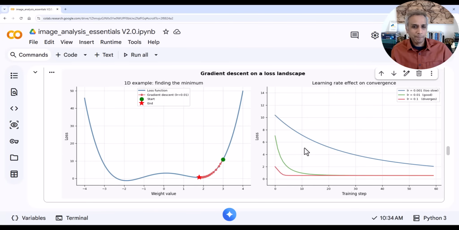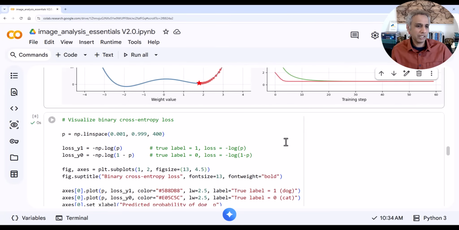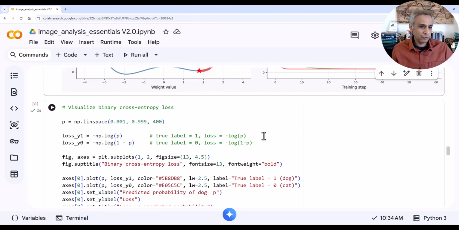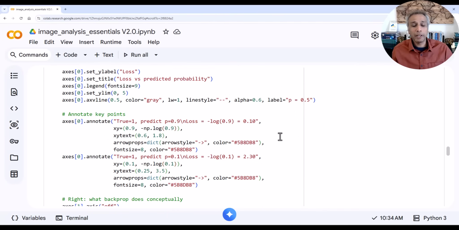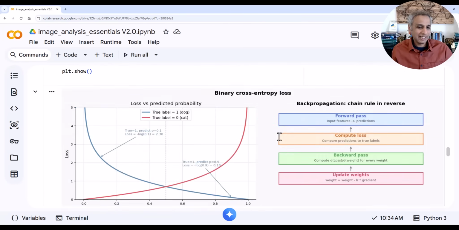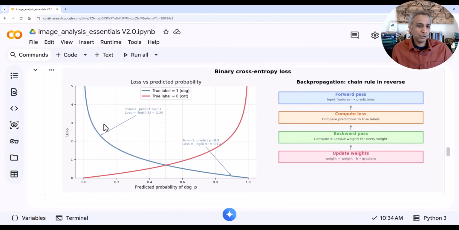Okay, and this is nothing but how it converges for every learning rate. Not much to discuss there. And let's move on to visualizing the binary cross entropy loss. And again, we talked about binary cross entropy, which is very straightforward to understand. So you have a probability for dog going from 0 to 1, and for cat going from 1 to 0, let's say, right there.